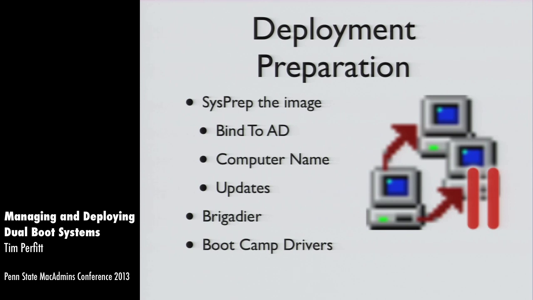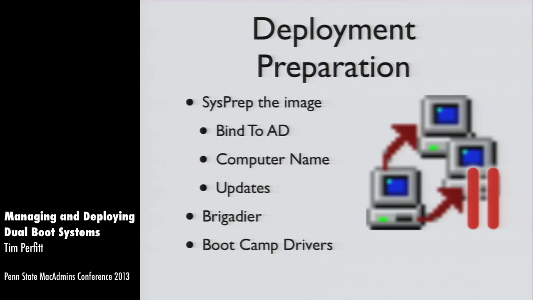But anyway, sysprep will allow you to prepare the image, and then you can do some other fancy things like bind to Active Directory, set the computer name, run the updates, set it up to run the updates on first boot. There's an awesome tool called Brigadier. It's a Python script that can be compiled, that you can put on Windows, and it will go out and grab the latest version of the Boot Camp drivers.